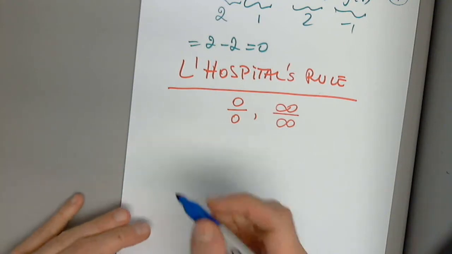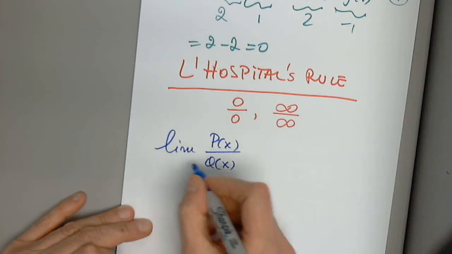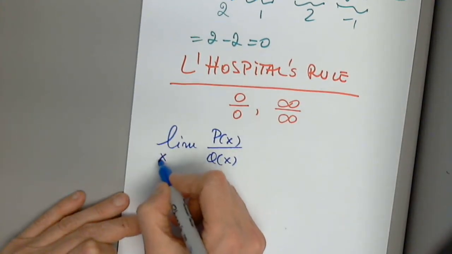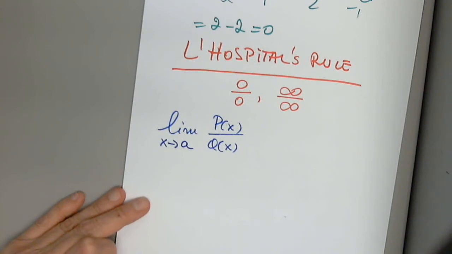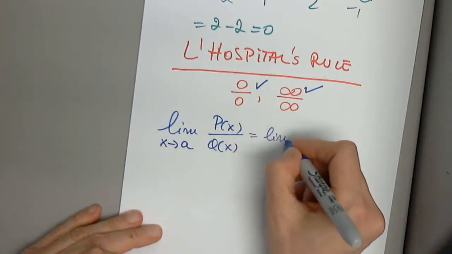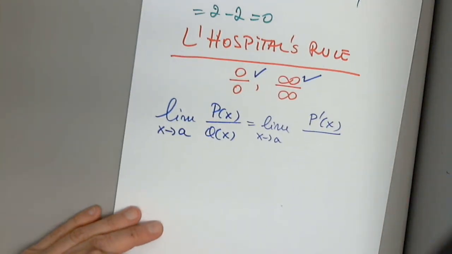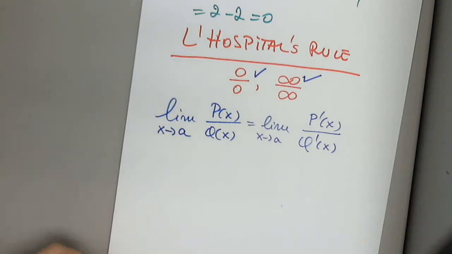So here's the situation. If we have the limit of 2 functions, p over q, as x approaches a. In these situations only, you can determine the limit by differentiating the top by itself and differentiating the bottom by itself. We never differentiate a quotient like that. And this is not a quotient to be seen as a quotient that we need to differentiate.